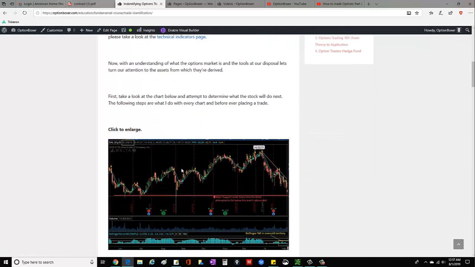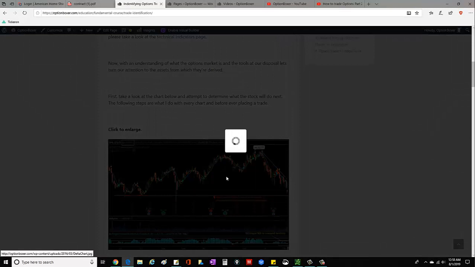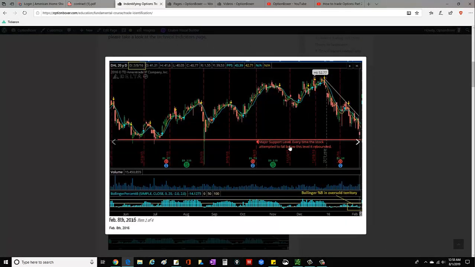Now, if you are a fundamental trader, by all means, use the data that you have and make decisions that way. But let's take a look at a chart below and attempt to determine what the stock will do next. I think there's some power in that statement. As an options trader, this is what you're going to be doing a lot. You want to be able to look at a chart and try to identify what it may do next. So let's make this a little bit bigger and center it on our screen.